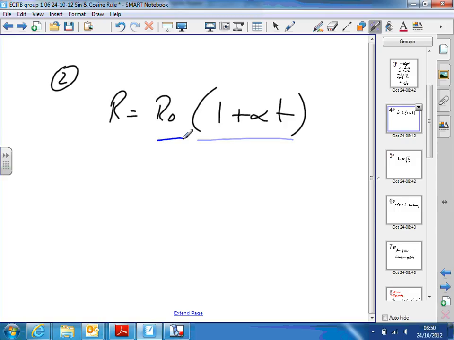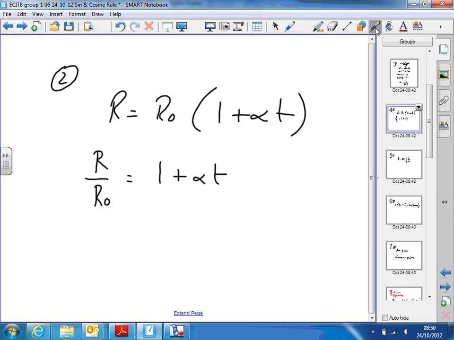To get rid of it, because it's multiplied, divide. Okay? Divide both sides by R0. R over R0 equals 1 plus alpha t. So that's a common first step.